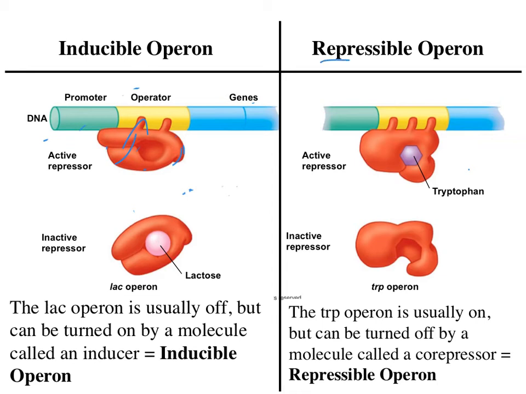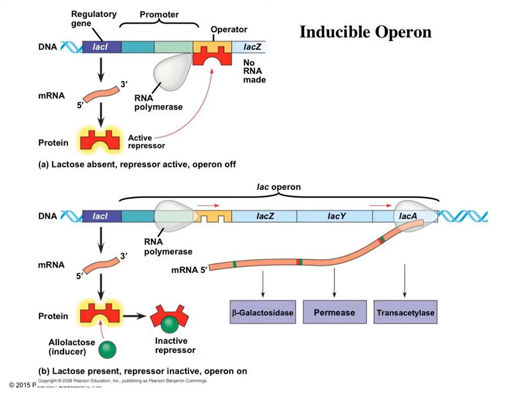A repressible operon is like trp. And this protein right here, the repressor, when it's copied, it's just in the off position. So it's not attached to the gene. And then this gene can just get transcribed at will. It's not until tryptophan shows up that this will attach. So it's a repressible operon. Okay, let's go ahead and take a closer look at the lac operon.